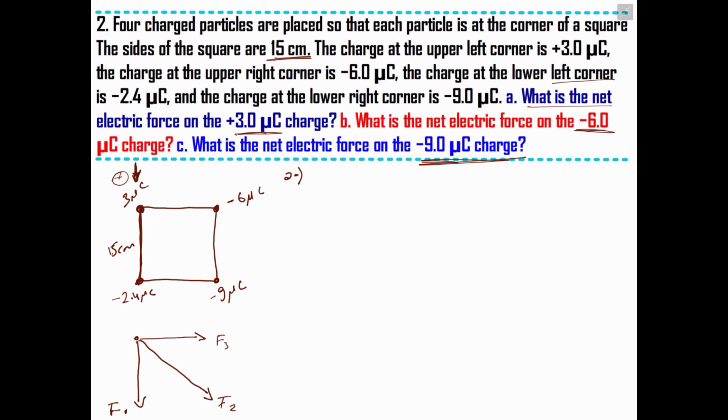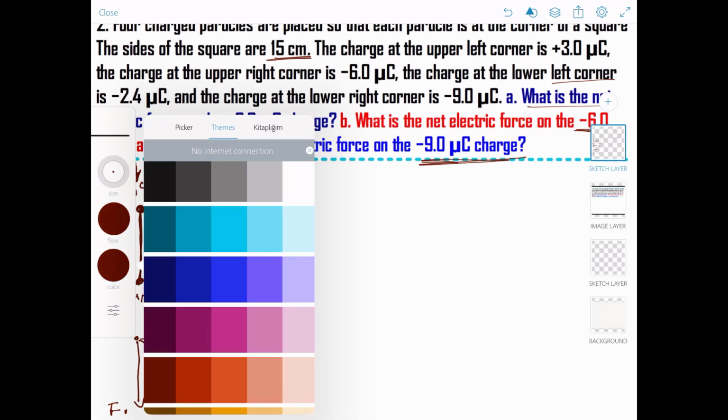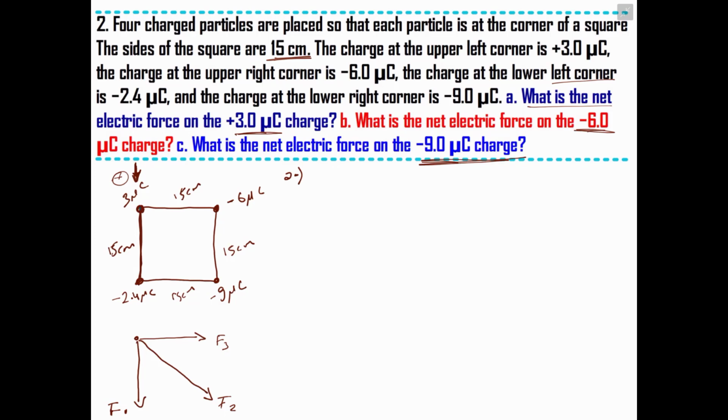And here is the important thing. Every side is 15 centimeter because this is the square. The distance between 3 and 2.4 is 15 centimeter. 3 and -6, it's again 15 centimeter. But what about the distance between 3 and the -9 microcoulomb? So here, this is the square. This line is the hypotenuse of this triangle. When you calculate it, it will be 15√2 through the Pythagorean theorem. And this angle is going to be half and half because it's the square, so here is the angle 45.